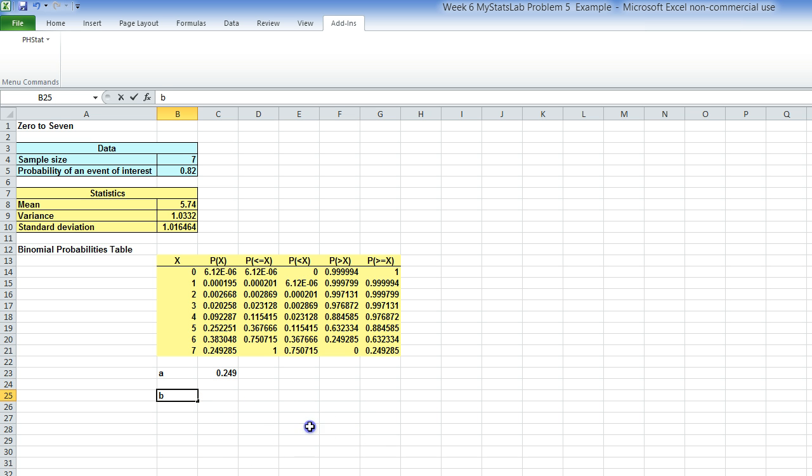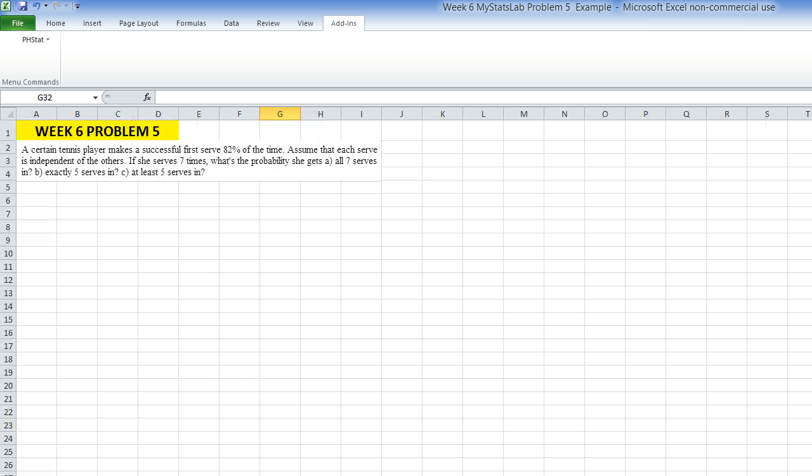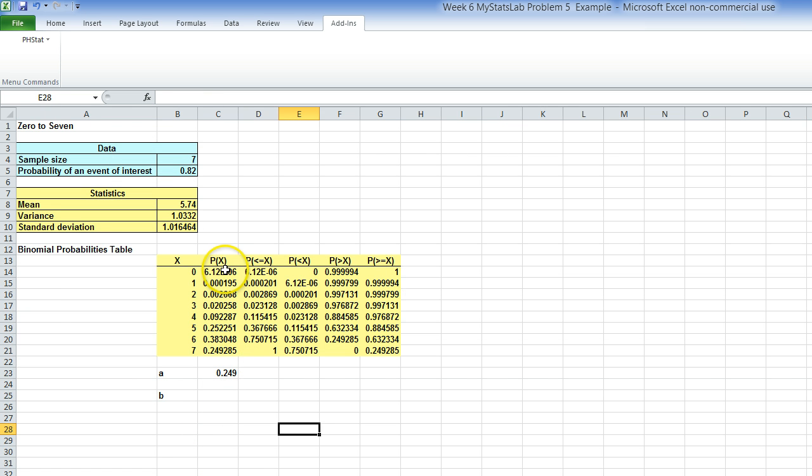this until you are comfortable doing it by visual inspection, which is pretty straightforward. Part B, we are being asked to come up with what if exactly 5 serves are in. So that is going to be equal to the probability of exactly 5, right there, which is showing P(X), and X is 5. So this is going to be 0.25281.